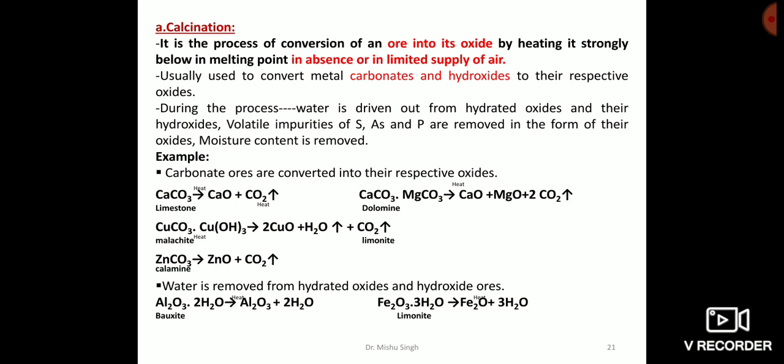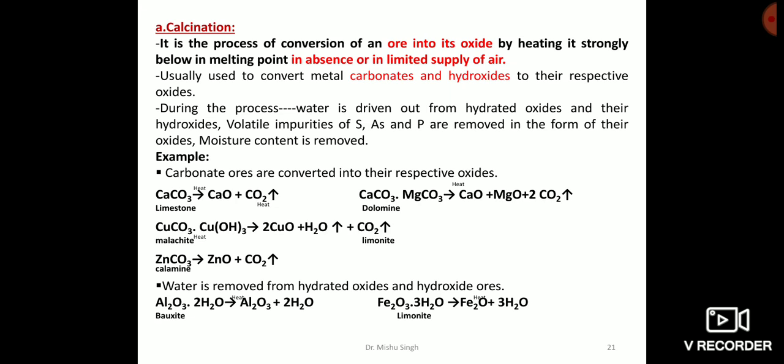During the process of calcination, moisture is driven out, and volatile impurities of sulfur, arsenic, and phosphorus are removed as their volatile oxides. Water is removed from the hydrated oxides and hydroxide ores, and the carbonate ores are converted into their respective oxides by the loss of carbon dioxide.